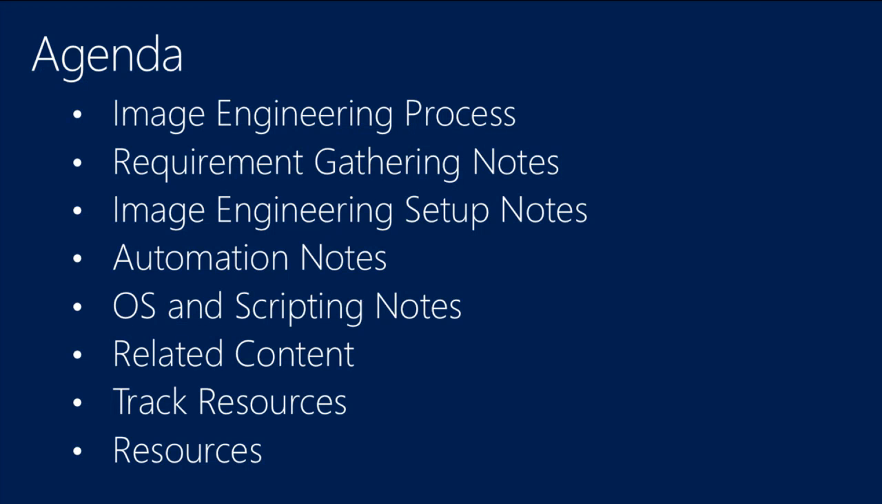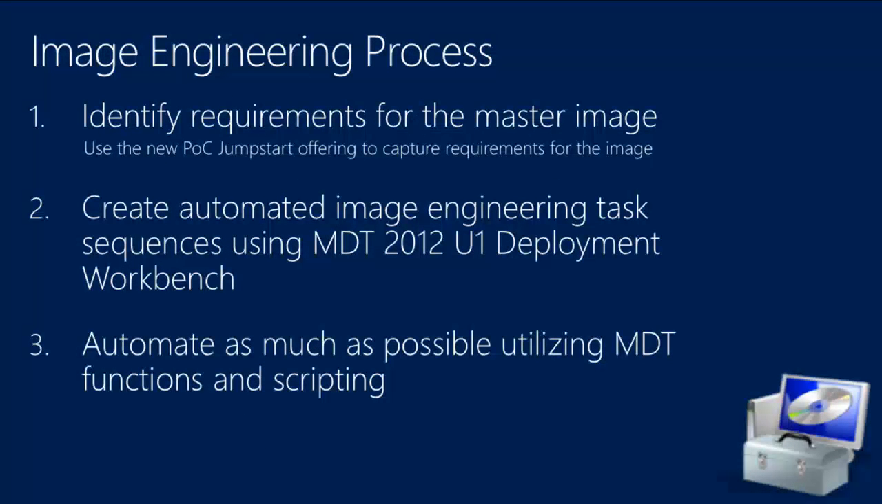But the goal is to walk through and talk about the process of creating an image: how do we find out what we need, how do we gather all the components, and how do we then deploy that as well. The image engineering process is broken down into three steps. First, identify the requirements for the master image, all of the components and pieces. There are some very fundamental questions we're going to want to ask as we go through this.